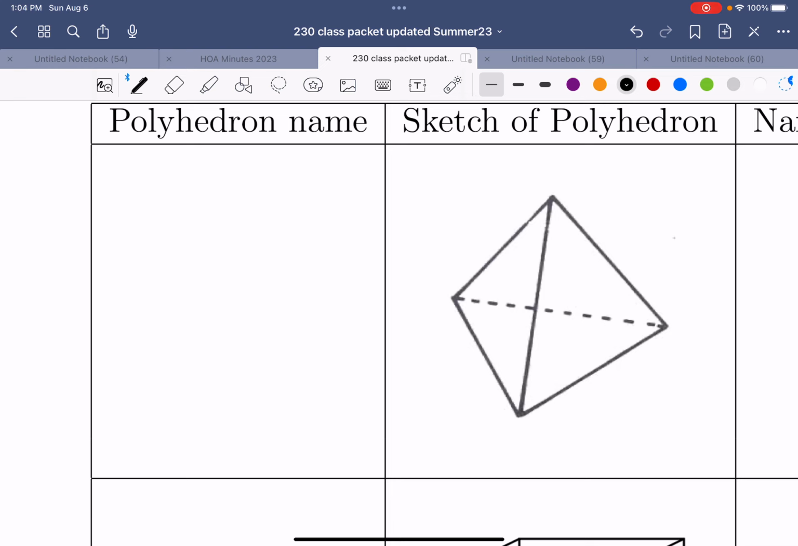Because it has 4 faces, we name it by the number of faces, and this is called a tetrahedron. Tetra meaning 4. Tetrahedron. So 4 congruent equilateral triangles for faces.